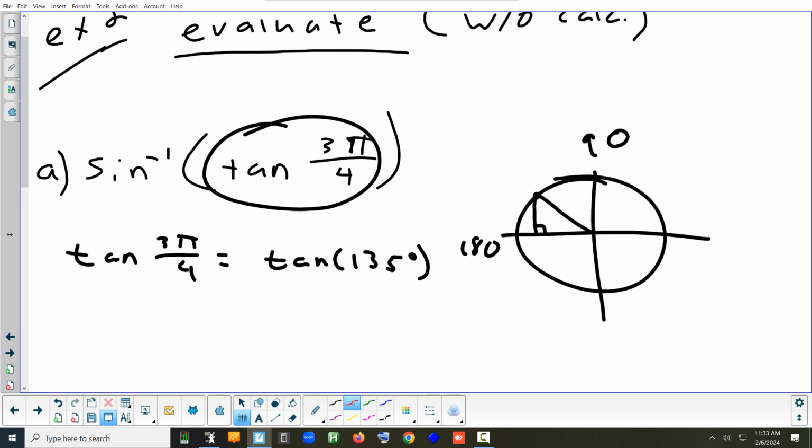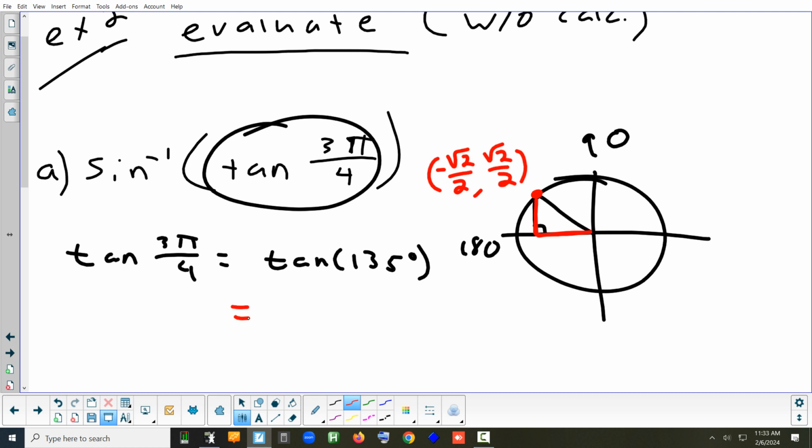What is the coordinate for 135 degrees on the unit circle? Keep in mind, you just need to know the lengths of these two sides. But remember, the first one is a negative. Isn't it negative square root of 2 over 2? And then square root of 2 over 2.